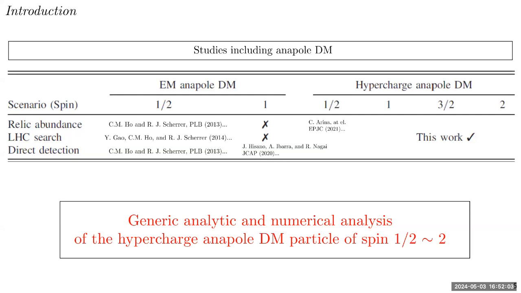So up to now, I showed you all the material to make our motivation stronger. Our motivation is like this. We took generic analytic and numerical analysis simultaneously of the hypercharge Anapole dark matter particle of spin 1/2 to 2. Even though we took the analysis up to spin 2, by utilizing our formalism, we can continue beyond the spin 2 value.